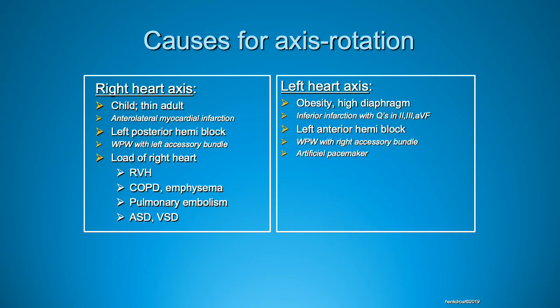Whereas a left heart axis can point to obesity or high diaphragm, to inferior infarction with Qs in 2, 3 and AVF, to a left anterior fascicular block, to WPW with a right accessory bundle, and you can see it in artificial pacemaker.